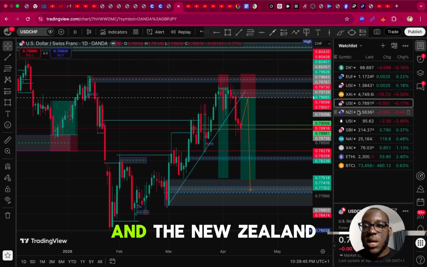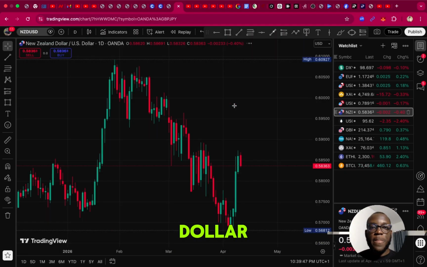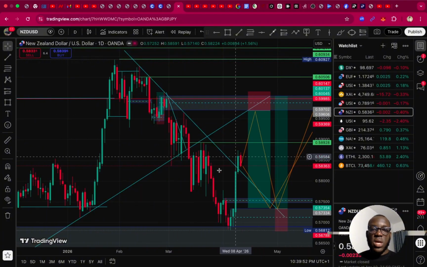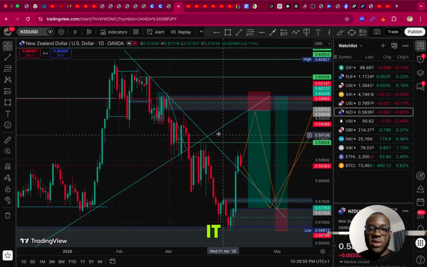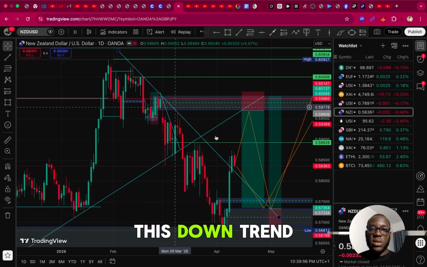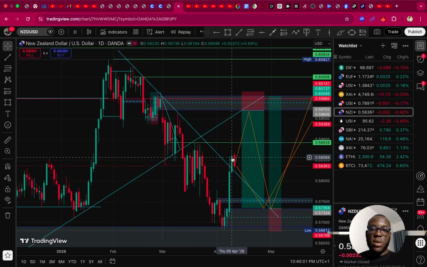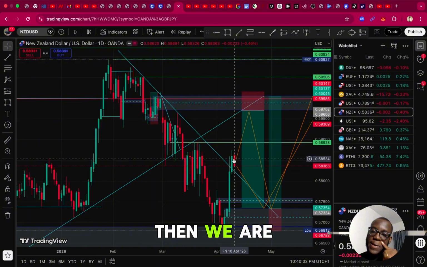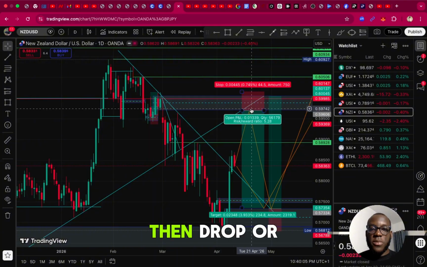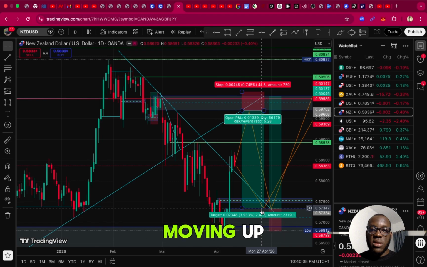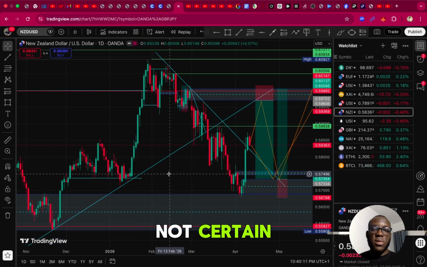And the New Zealand dollar, so we also have the same thing as in EU, but look at how we have it. The market has broken this downtrend, has broken it up here, then we are still expecting it to move up, then drop, or even from where it is right now to this point before moving up. So it is not certain.